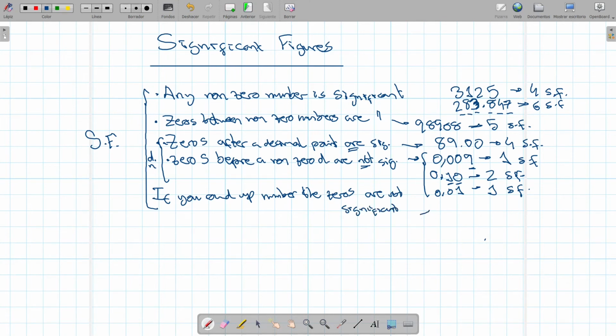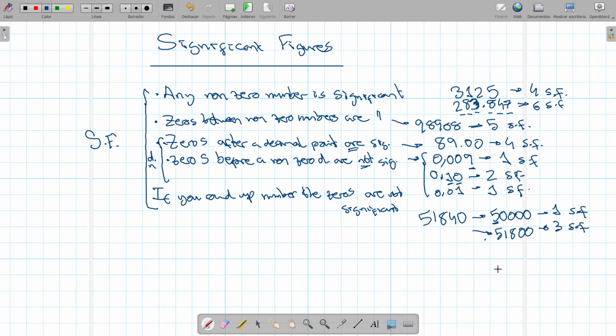So for example, if we have 151840 and we round it up to 150000, that has two significant figures. Those zeros do not count, because I'm supposing that my apparatus can only measure from the 10,000s and not with more precision. But if I round it up to 151800, for example, this has four significant figures.